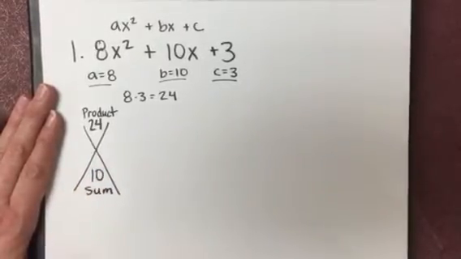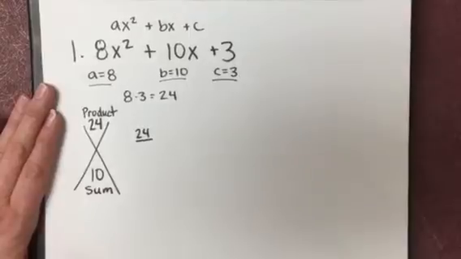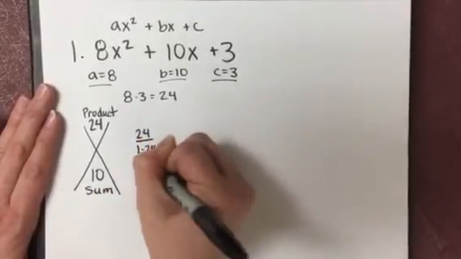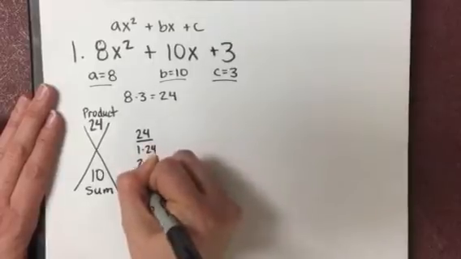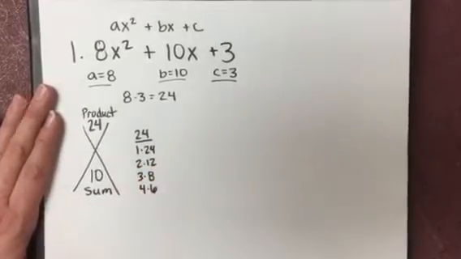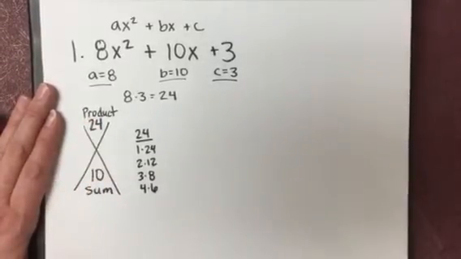First, start with numbers that will give you a product of 24. So list the factors of 24. 1 times 24, 2 times 12, 3 times 8, and 4 times 6. We're going to be listing all positive because we're working with all positives in our work.